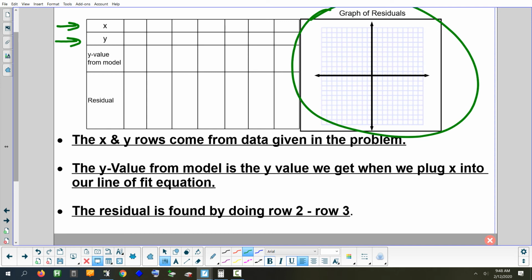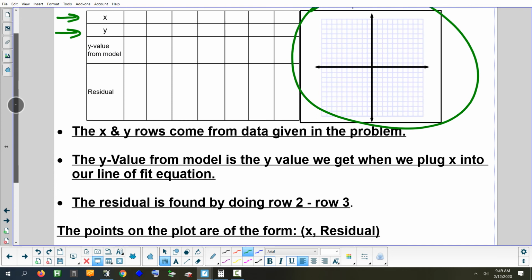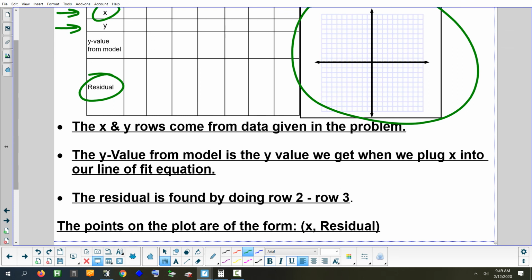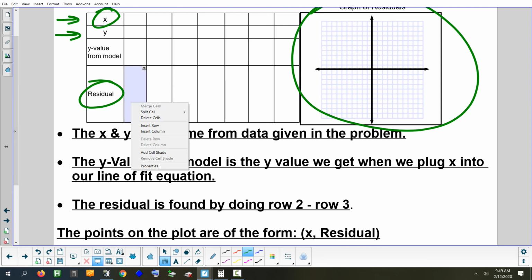Think of a graph of data. If you gave me a table with thousands of numbers in it and asked me to see the pattern, very, very difficult. But if you give me a picture, and the picture goes like this, then I can see a pattern. Pictures are always easier. So that's why we're going to make a picture. The picture is going to use 2 rows from this table: the x row, which is right here, comma, the residual row, which is right here. You're going to take all the points in this row and all the points in the last row, and graph those as coordinates.